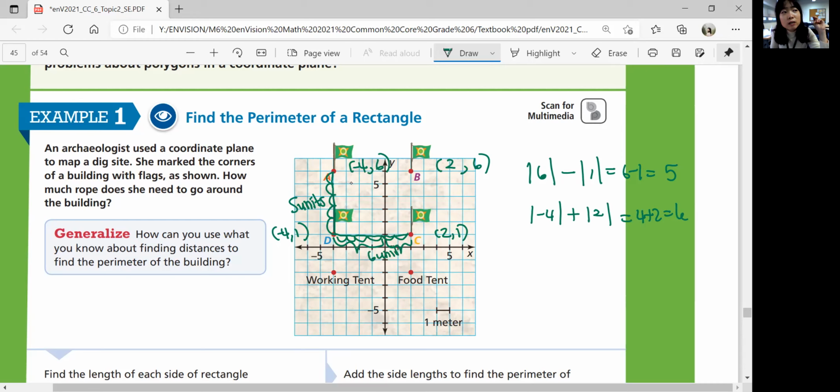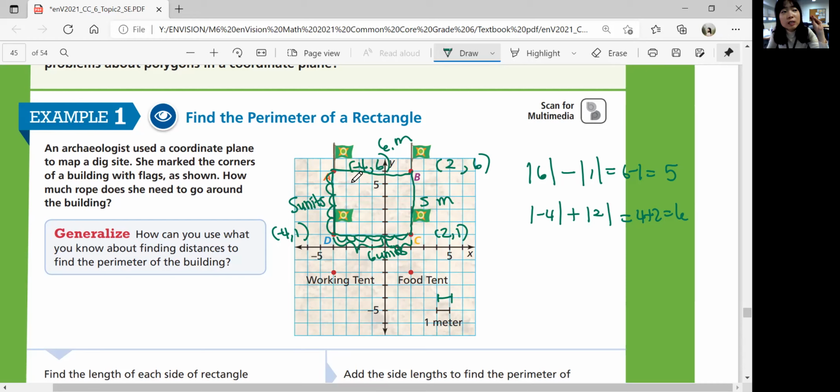That is correct. The opposite sides would have the same distance. So that's also 5, and this is also 6. How much rope does she need to go around this building? 1 block is 1 meter, right? So 6 units means 6 meters, and 5 units means 5 meters. 6 plus 5 plus 6 plus 5 should be the perimeter of this polygon in meters.